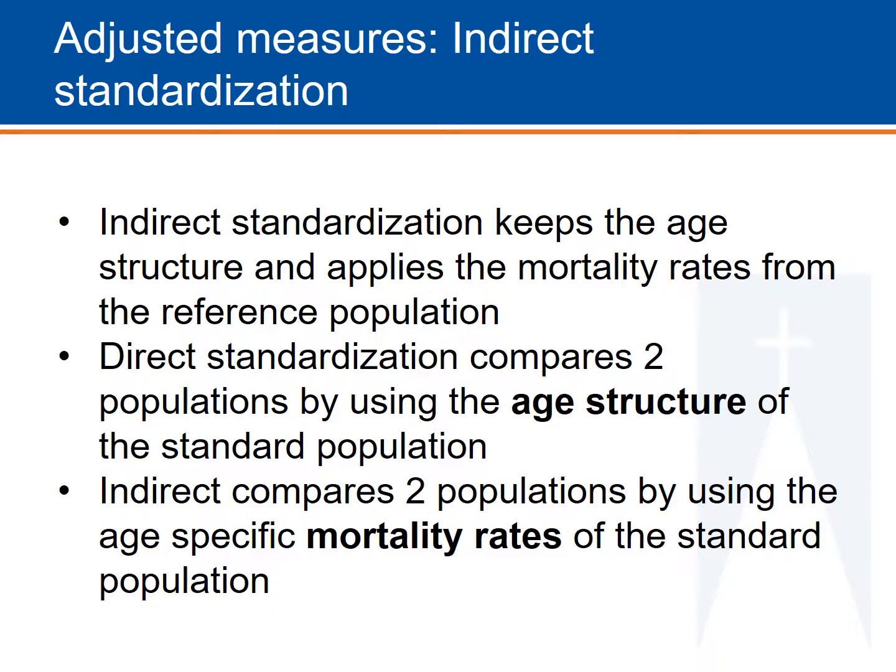Another approach sometimes used is indirect standardization. While the explanation in the book is a little hard to follow, indirect standardization is simply where the age structure is kept the same, and it's the mortality rates from a standard population that are applied to the actual real existing age structure. So whereas direct standardization compares 2 populations by using the age structure of the standard population, indirect standardization compares 2 populations by using the age-specific mortality rates of the standard population and leaving the age structure as it actually is.